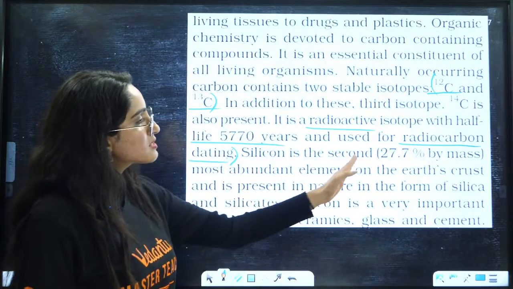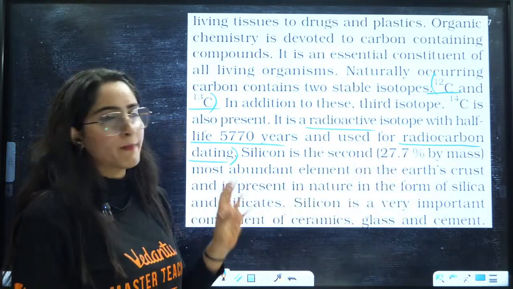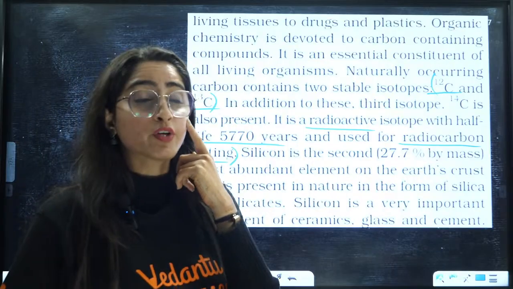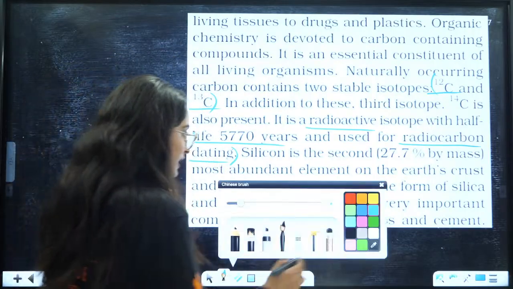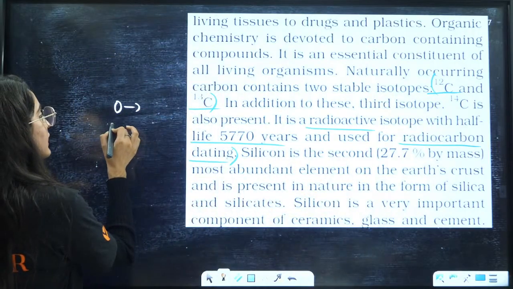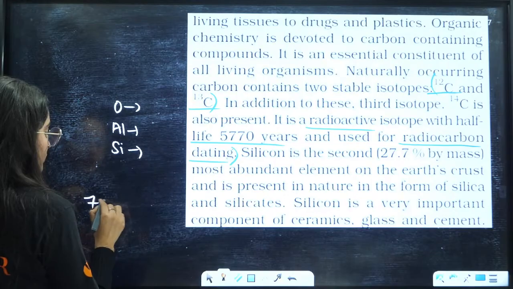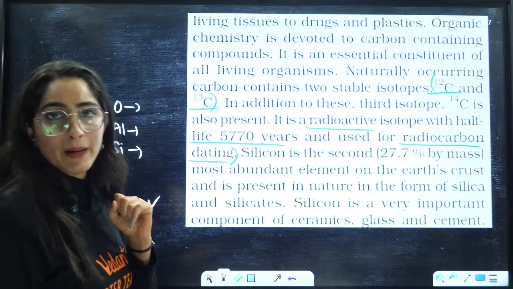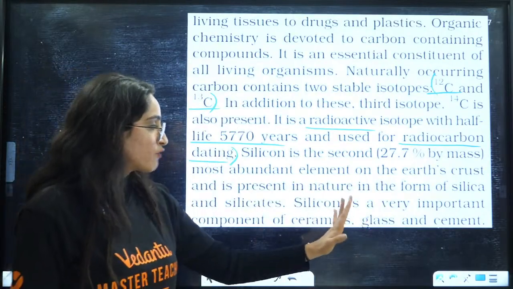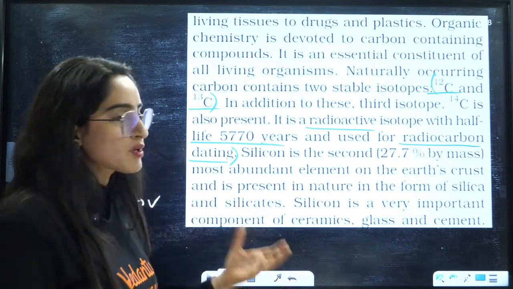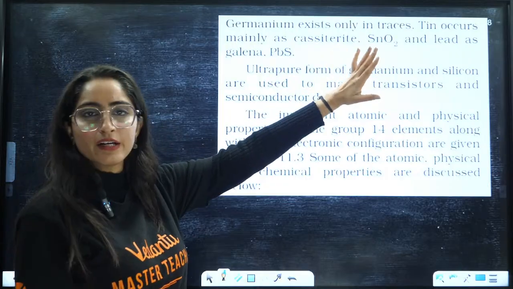So silicon is the second. After carbon, silicon is the second most abundant. We know that when we talked about aluminium, that was the third most abundant, right? So basically, oxygen is the first, then you have aluminium, then silicon. And in the seventh position, you have carbon. Silicon is a very important component of ceramics, glass, and cement industries. Now, germanium exists only in traces.